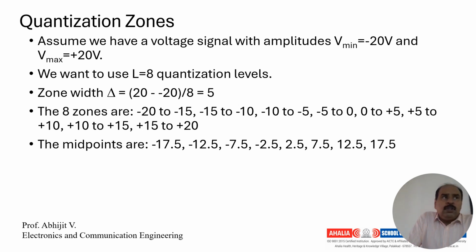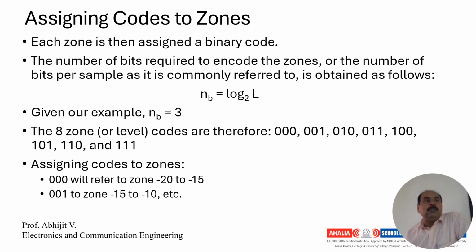I've included all these things because in your university there was a question about explaining quantization in terms of examples. They might even give you their own values instead of -20 and 20, and they'll give you the quantization levels also. You need to find the midpoints and assign the necessary codes and zones to them. Is that clear, all of you? So, let us assign codes to the zones.